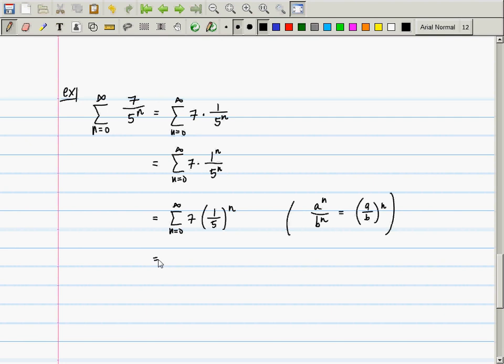So, since that's the case, you should be able to tell me that A is what? 7, and R is 1/5. Okay, so then 7 over 1 minus 1/5. So then that's what? 7 over 4/5. So that's 35 over 4. Fantastic. Any question about this example? Okay.